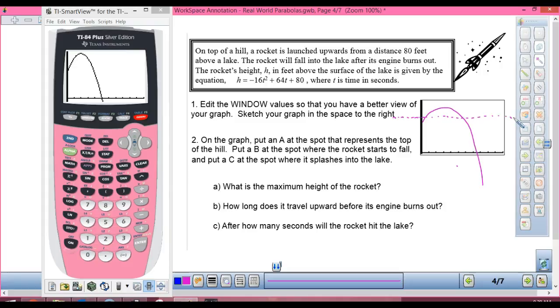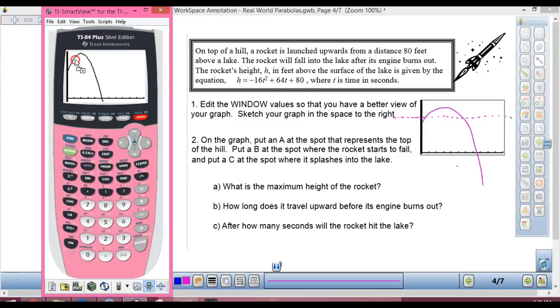What is the max? Well, okay, so maximum height you should be able to do. It says how long does it travel upward before its engine burns out? Where do you suppose its engine burns out? Yeah. Okay? Because its engine's going, it probably burns out. And now it's starting to come down, right? Okay? So you guys should be able to finish this.